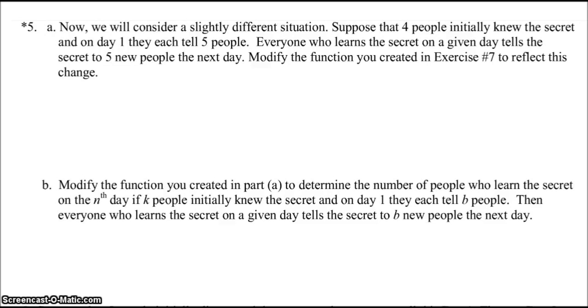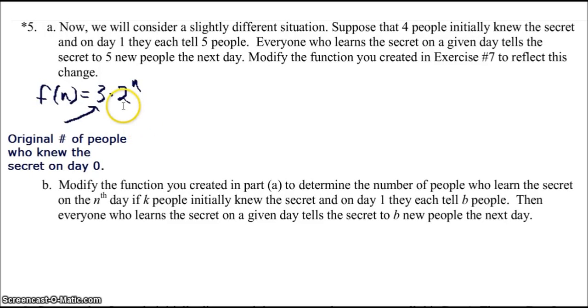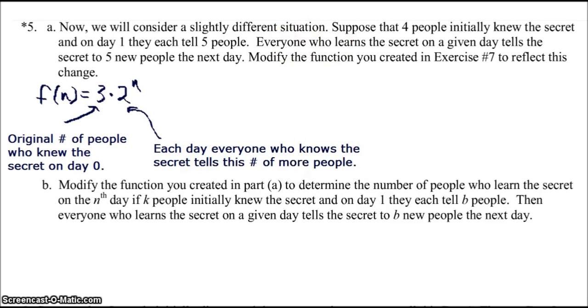Remember that the 3 was the number of people who first knew the secret, and this 2 was the number of people that they tell the secret to each day. So now, initially we're going to have 4 people, so we'll just put a 4 in place of that 3, and then they're each going to tell 5 people, so our function will look like this.